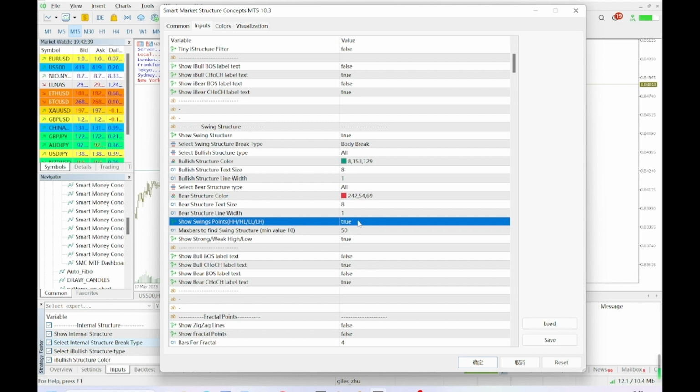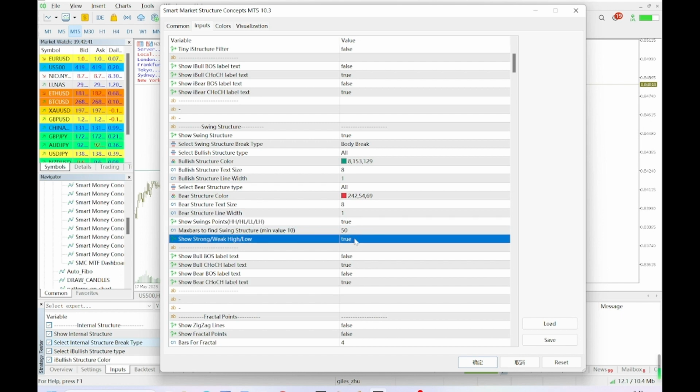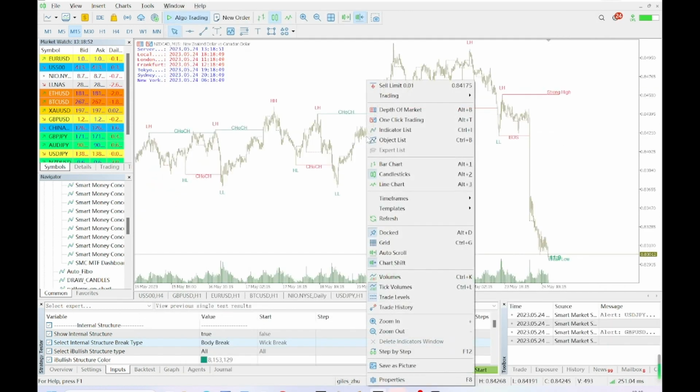The show strong/weak high/low setting opens the display of the nearest high and low point of the main structure and marks it with two lines that extend to the current candle. The high and low points that match the price trend of the major cycle are marked as strong high/low. On the contrary, they are labeled as weak high/low.